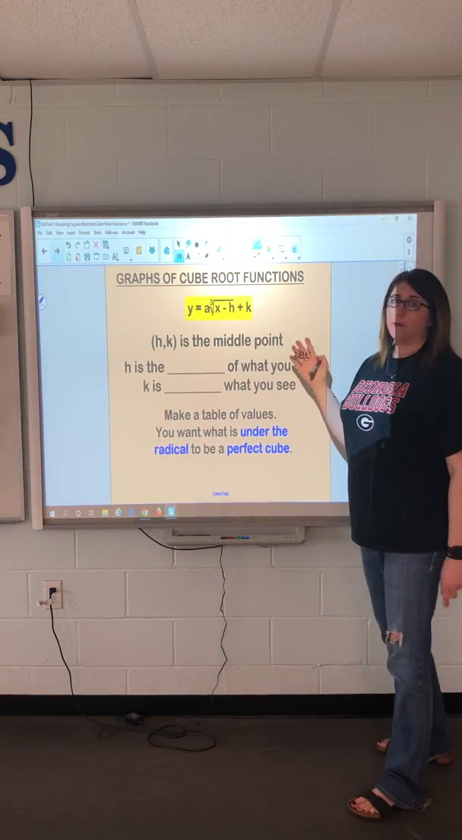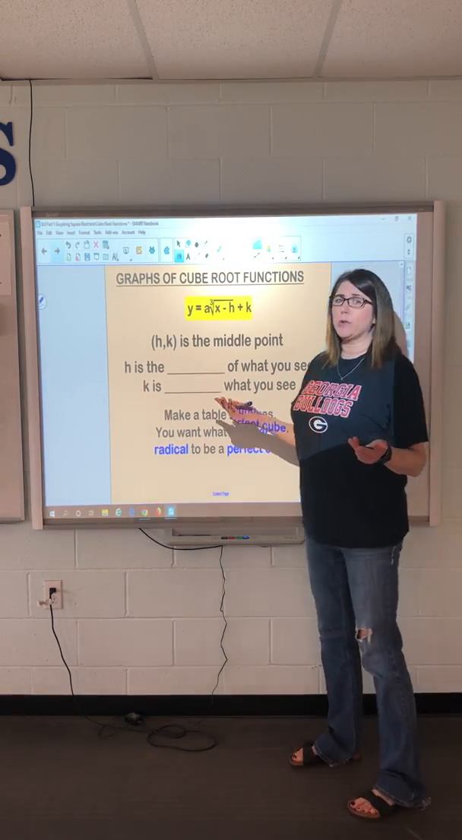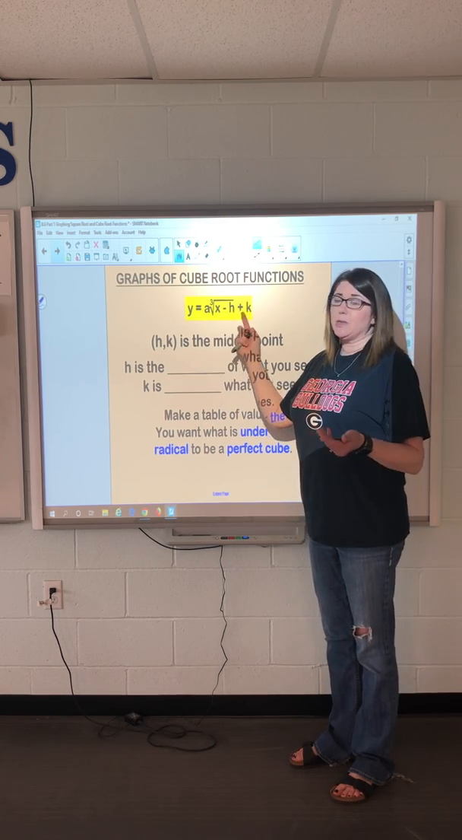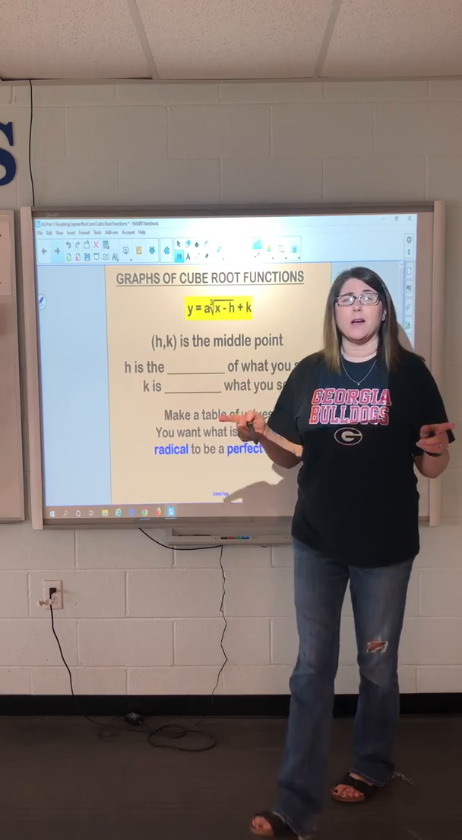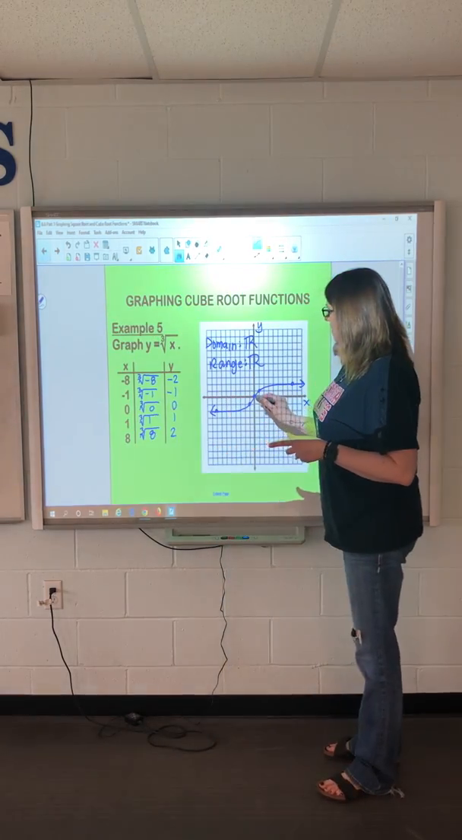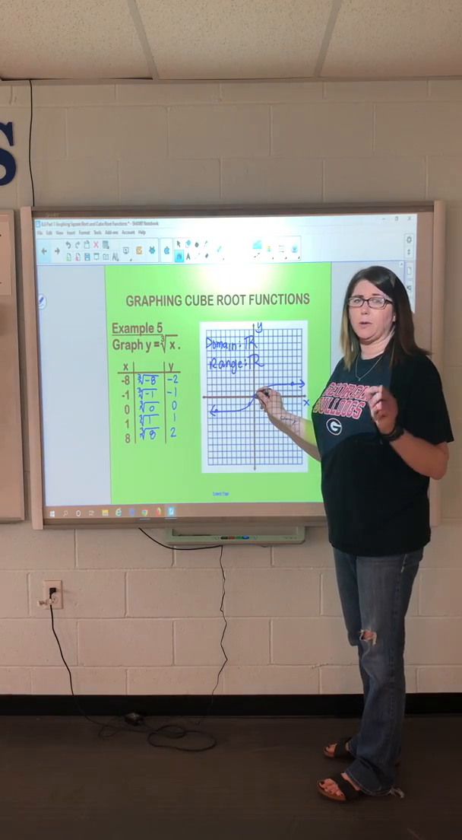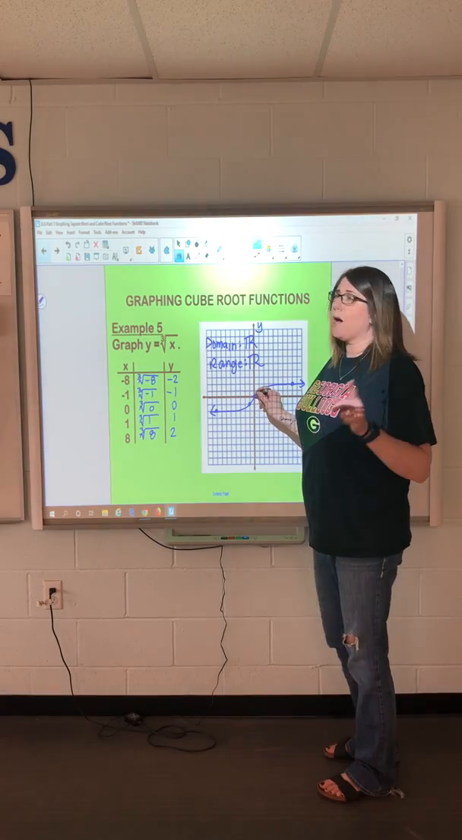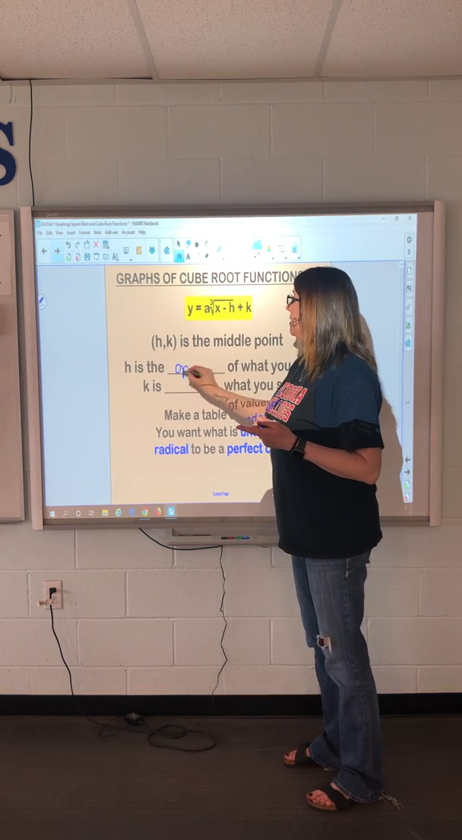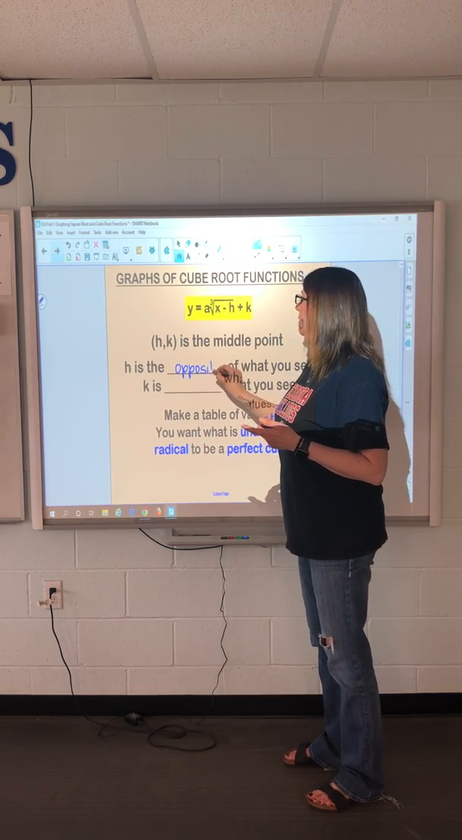All right, so standard form, it's the same thing that we saw with the square root functions, except now our index is 3. We have the h, we have the k, but this time we're not calling that the starting point because the h and the k is smack dab in the middle of your graph. So I'm calling it the middle point. So h, again, is still the opposite of what you see.